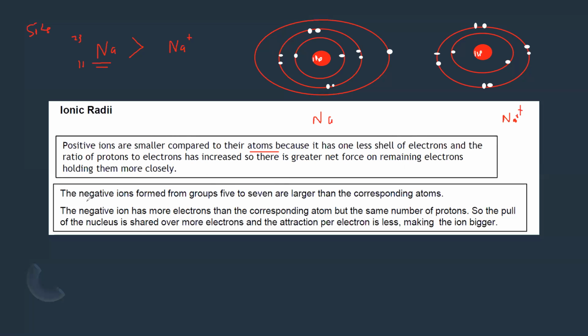But if you compare the negative ions, you will find they are larger in size as compared to the corresponding atom. Like if I'm comparing fluorine with the fluoride ion, we'll find the fluorine atom has a smaller size as compared to the fluoride ion. What is the reason for that?